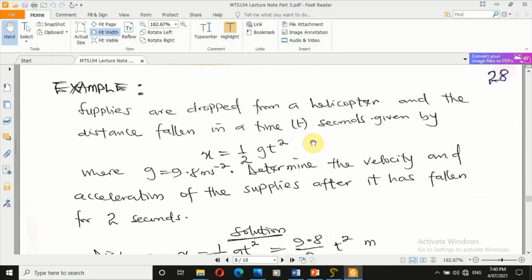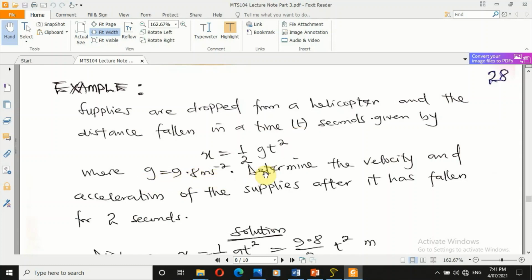We are still dealing with rectilinear kinematics. So page 28 of your lecture notes now. Supplies are dropped from a helicopter, and the distance fallen in a time t seconds is given by x equals 1/2 g t squared, where g is 9.8 meters per second squared.